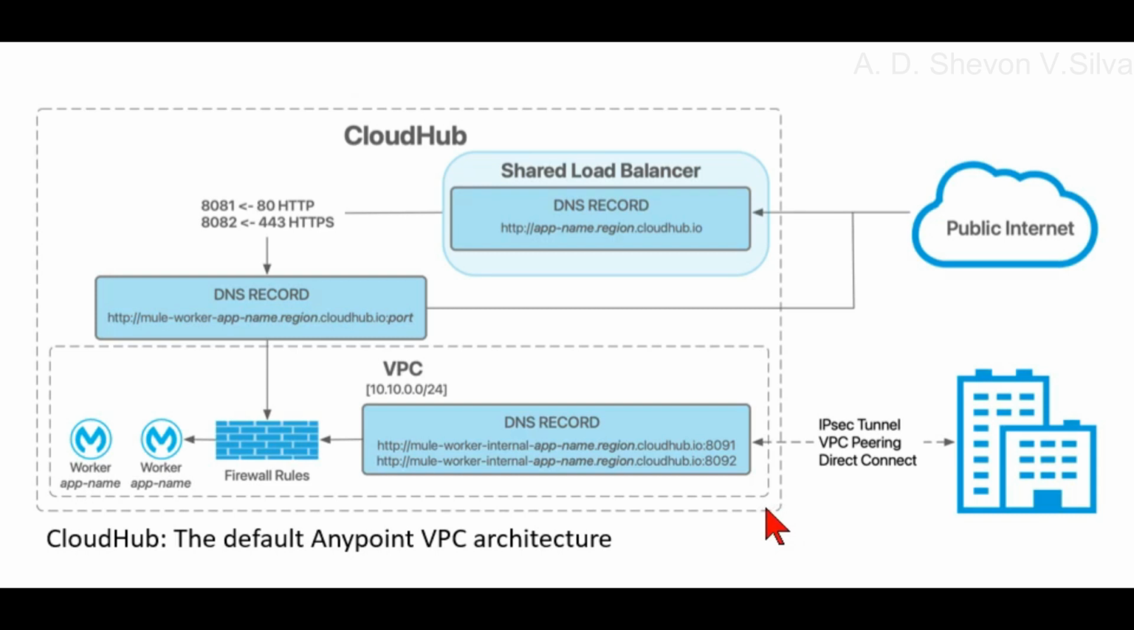You can connect a private intranet to your Anypoint VPC as if they were all part of a single private network.